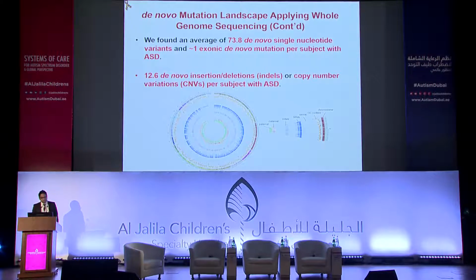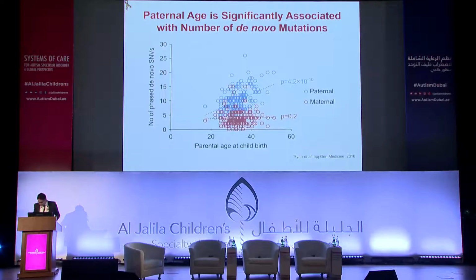So what does it mean in terms of autism, these mutations? When we lined up the parental age and the number of de novo mutations that we detect in the kids, we had a very interesting finding. The paternal age, the father's age, is highly significant with the number of de novo mutations we observe. So in layman's terms, this figure shows that the older the father is, the more de novo mutations the kids will have.